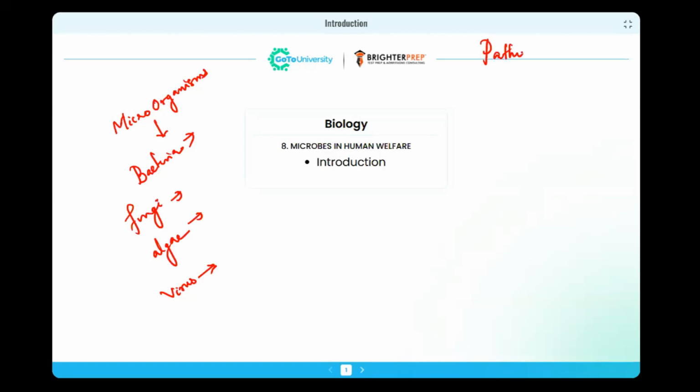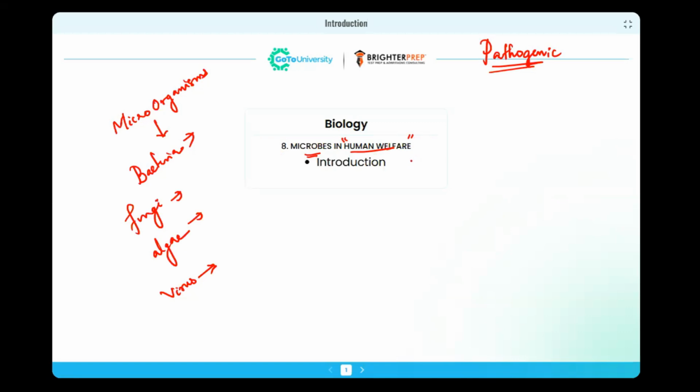Actually, in the last class, we learned about human health and diseases where we learned about pathogenic disorders. It is pathogenic in the sense the diseases caused by pathogens. So pathogens included the microorganisms there also. Now, in this chapter, we are learning about the microbes in human welfare. That means which are useful for human beings, which benefit human activities and welfare.